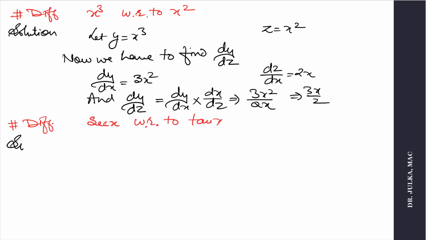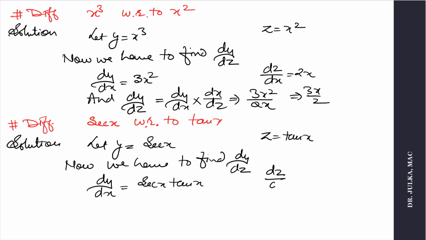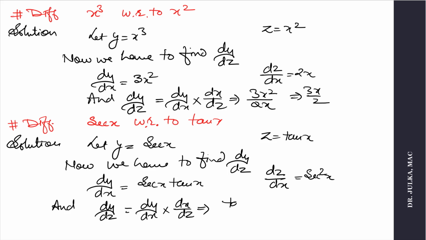Last question. Differentiate sec x with respect to tan x. Let y equal sec x and z equals tan x. Now we have to find dy by dz. Here, dy by dx equals sec x tan x and dz by dx equals sec square x. So, dy by dz equals dy by dx multiplied by dx by dz, which equals tan x divided by sec x, which equals sin x.